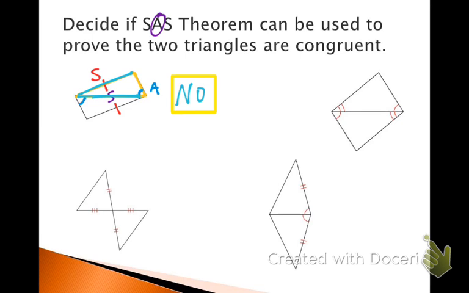This next one, again, we're going to compare one triangle to the other. Well, let's just talk about what we do have. What do these little marks mean on the left? A congruent. So we have a congruent angle.